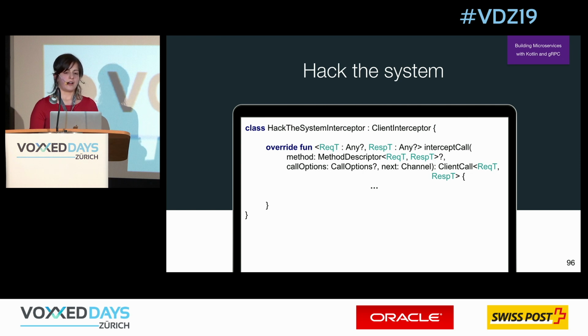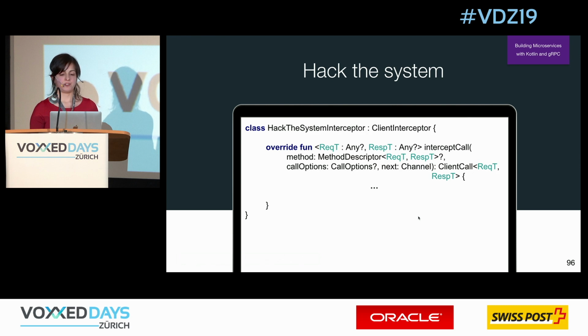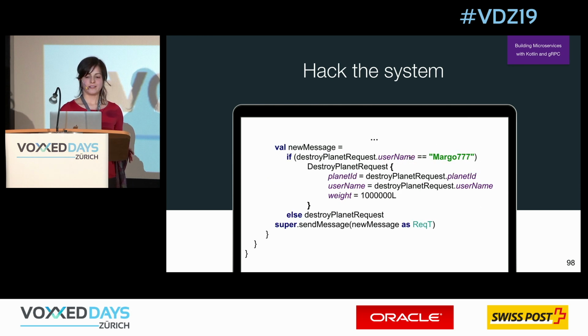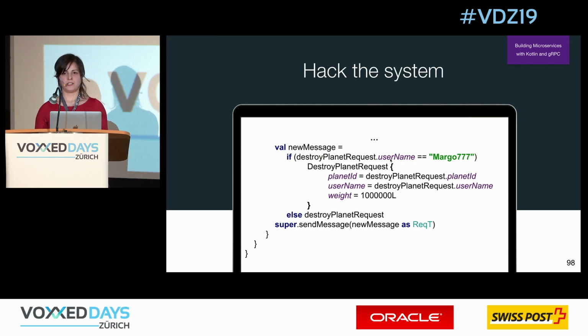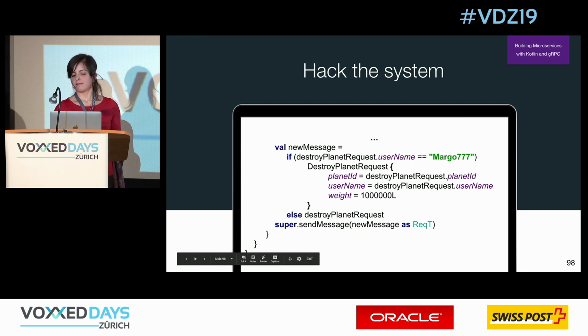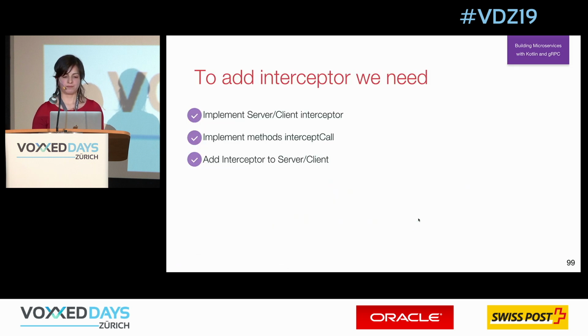So let's call it HackTheSystemInterceptor. It's this weird stuff, but this is how you should write interceptors. And in this method, what are we doing? We have a message, we cast it to a destroy planet request, and then we check. If the username is Margot777, we set the weight of our planet to 1 million. So it means that whatever planet I destroy, I get 1 million points. And then we substitute this message and send it to our server.